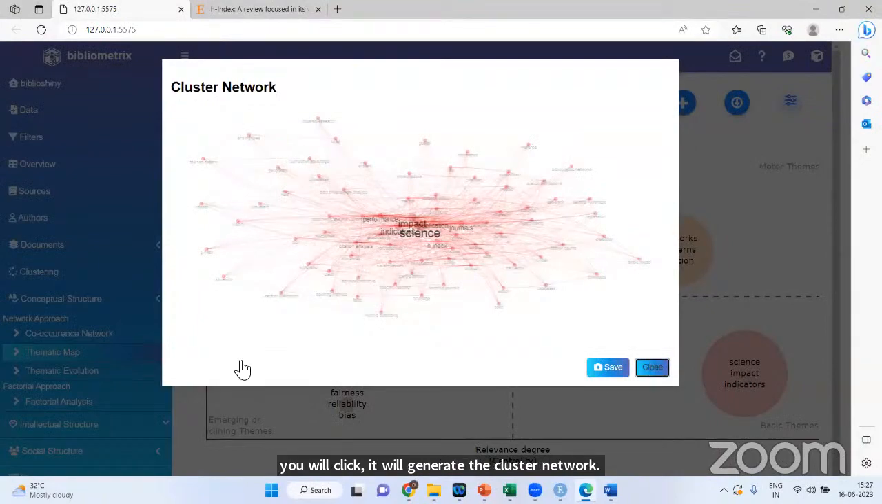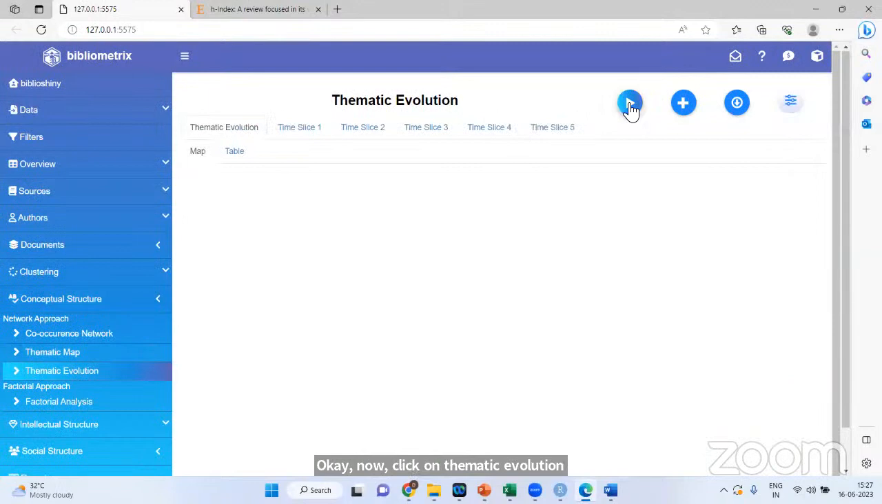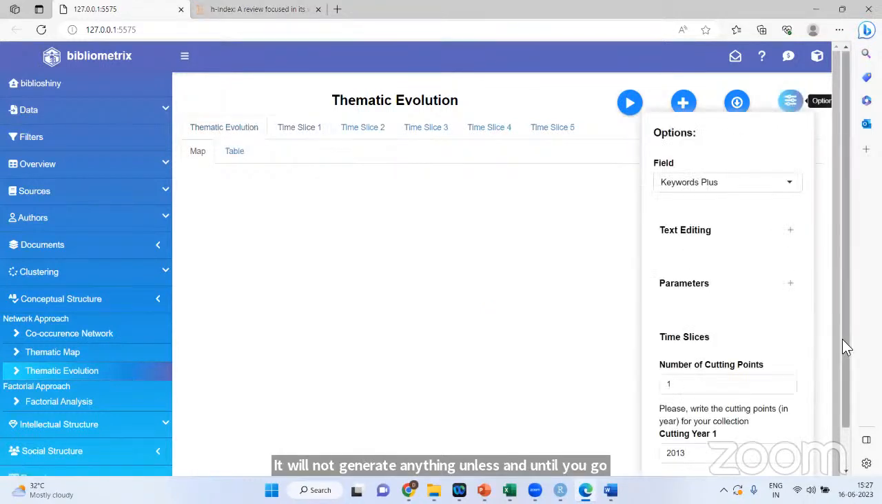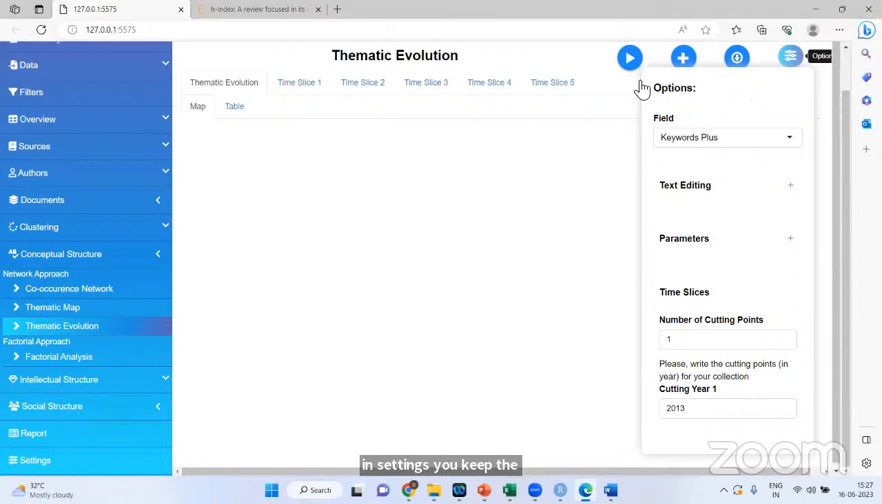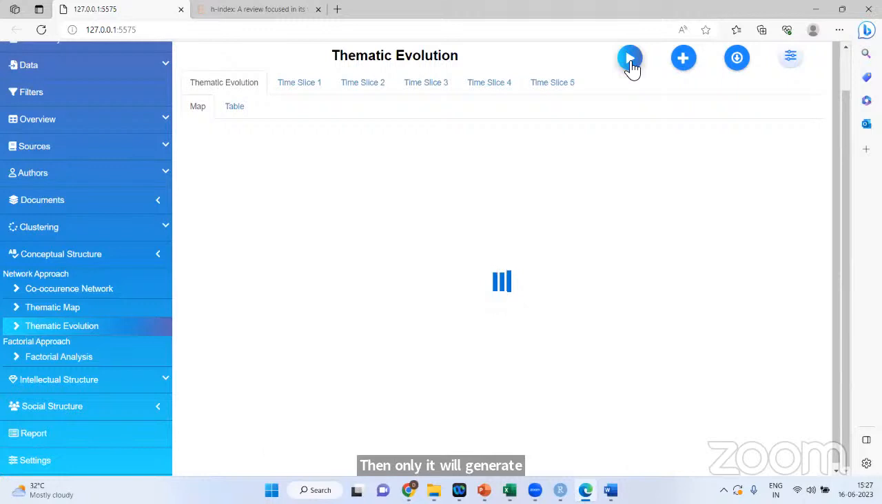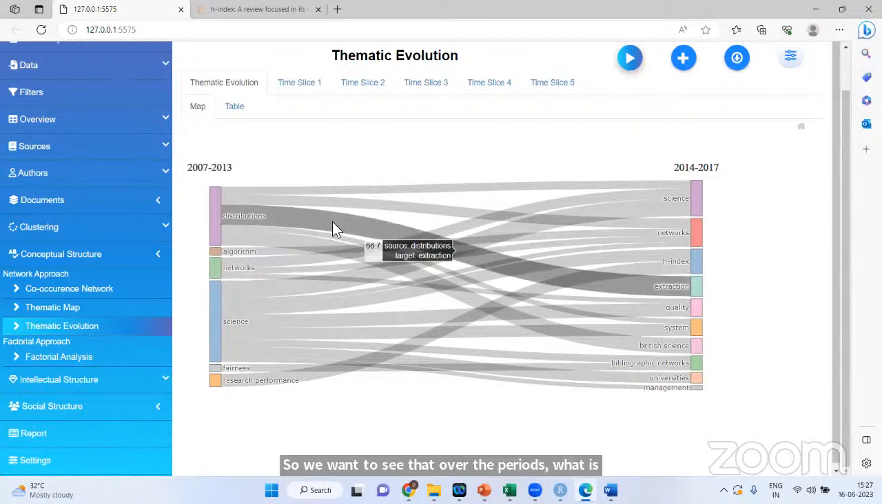Okay. Now click on thematic evolution. Time slice 1. It will not generate anything unless you go into settings. You keep the things as they are and again press the play button, then only it will generate. So we want to see what has happened over the periods. This is known as a Sankey diagram.